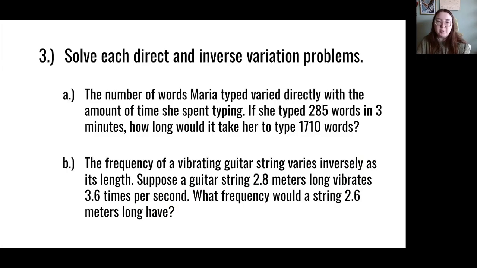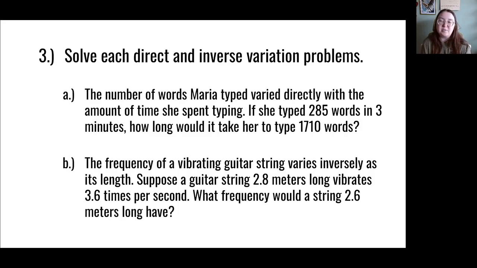All right, so then for number 3, we're going to solve each direct and inverse variation problems. So this is working with variation. We remember from our lectures that with variation, things react differently with each other. Sometimes that's a direct variation, meaning that you're essentially going to end up multiplying some value in x and y. So if x increases, y will increase. If x decreases, y will decrease. So that's your direct variation.